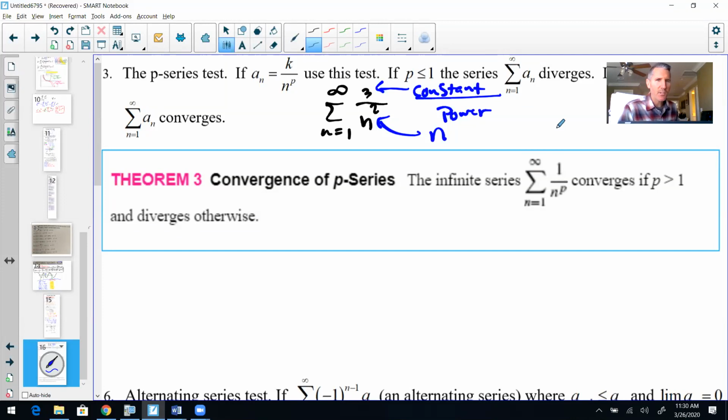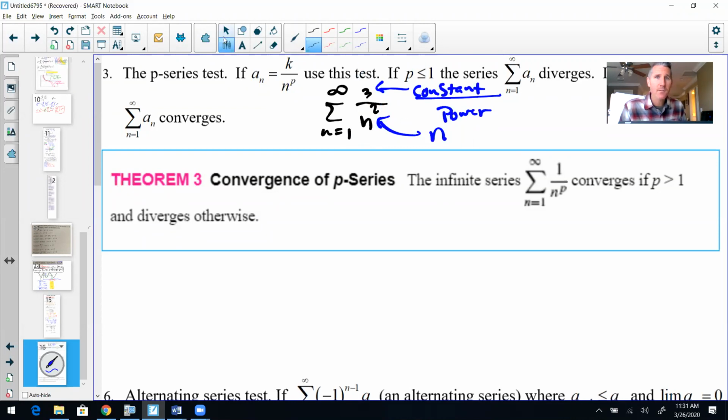So we just talked about geometric series, and now we're talking about p-series. A p-series is an infinite series of the form: the summation as n goes from something to infinity of a constant over n to a power. Now, if the power is less than 1, then this series will diverge.